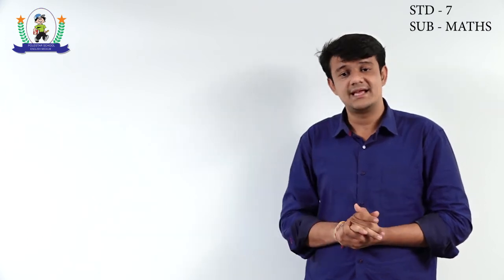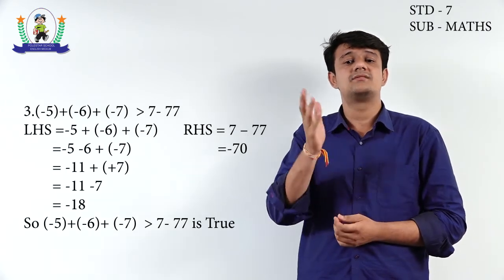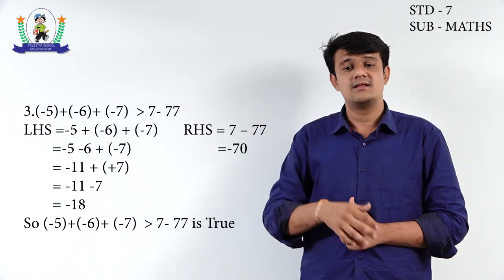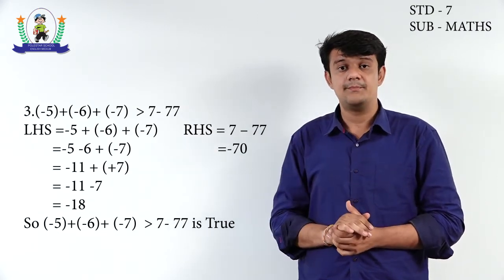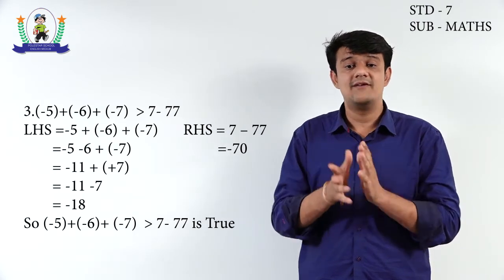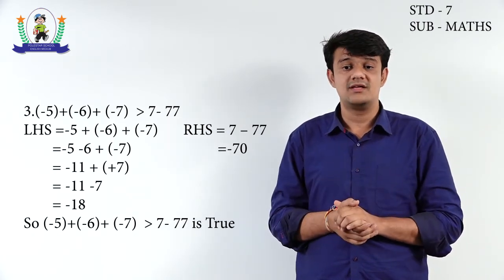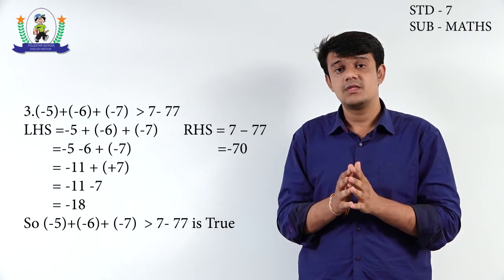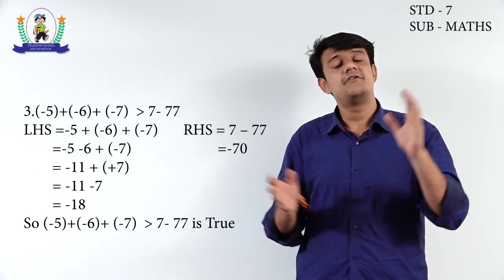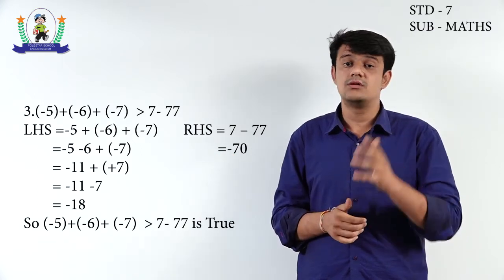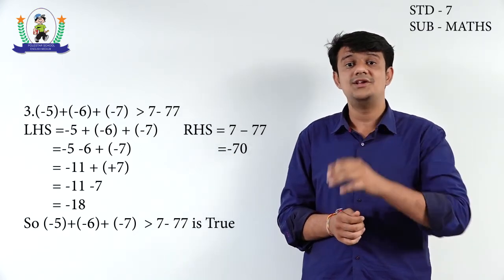Moving ahead with the next one, that is minus 5 plus of minus 6 plus of minus 7 is greater than 7 minus 77. First we'll try to solve the left hand side. What do we have on the left hand side? That is minus 5 plus of minus 6 plus of minus 7. Now first we are going to add all the three numbers because it's a positive sign. There is addition between them.